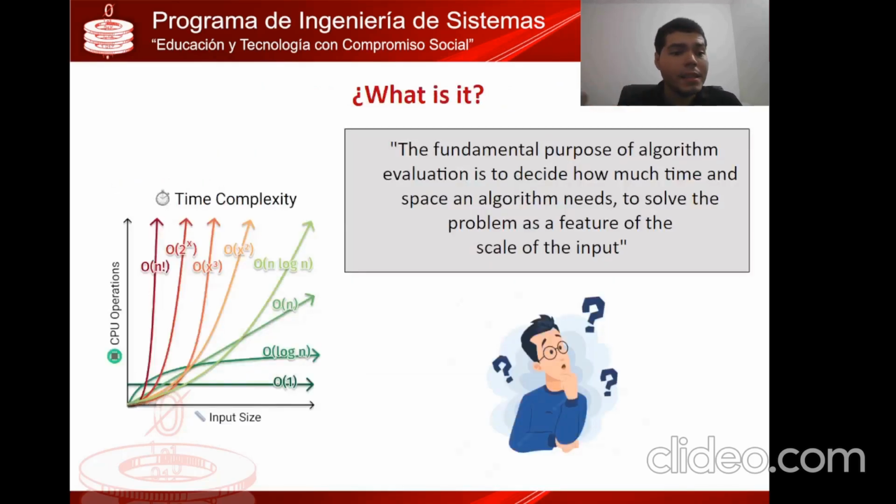Now, what is algorithm analysis? The fundamental purpose of an algorithm evaluation is to decide how much time and space an algorithm needs to solve the problem as a function of the scale of the input. This basically tells us that algorithm analysis makes reference to the process of investigating the effectiveness of an algorithm in terms of time and space complexity.